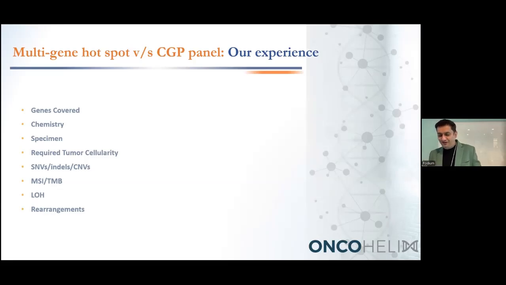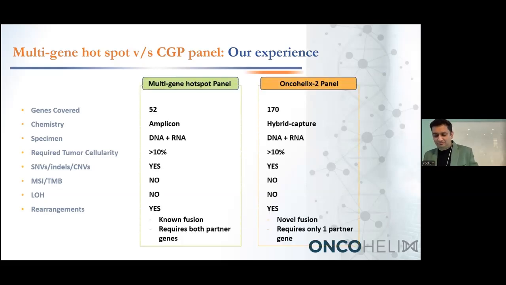Okay, so very unique study, just 3 slides. We have a multi-gene NGS panel, a 52-gene panel, which is offered by most of the labs across Canada under the name of NGS CGP. It's called the TruSight 52-gene from Illumina. Amplicon-based chemistry requires both partners to detect fusion. One partner is not enough. And we have compared it with our OncoHelix 2 panel, which is a partner-agnostic RNA fusion panel, with DNA for SNV indel detection.